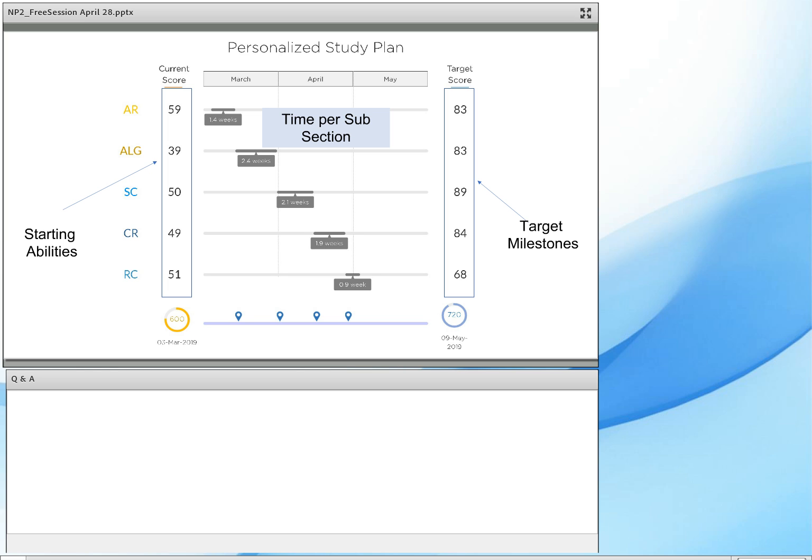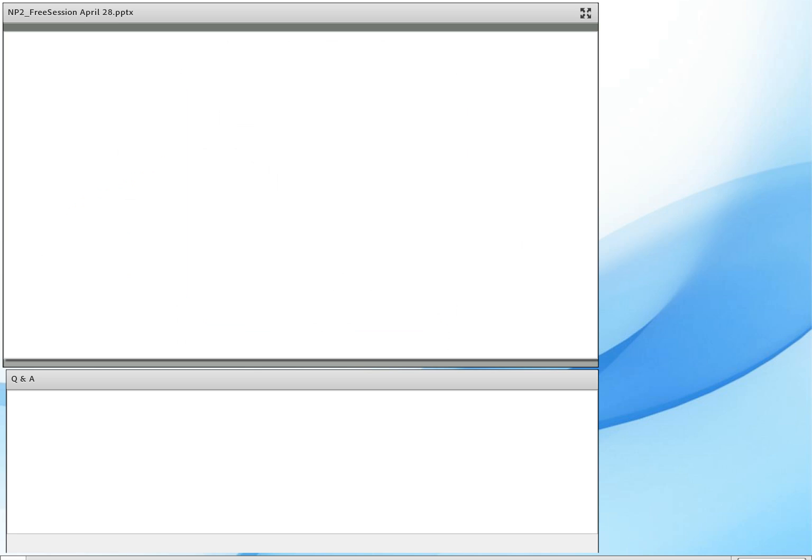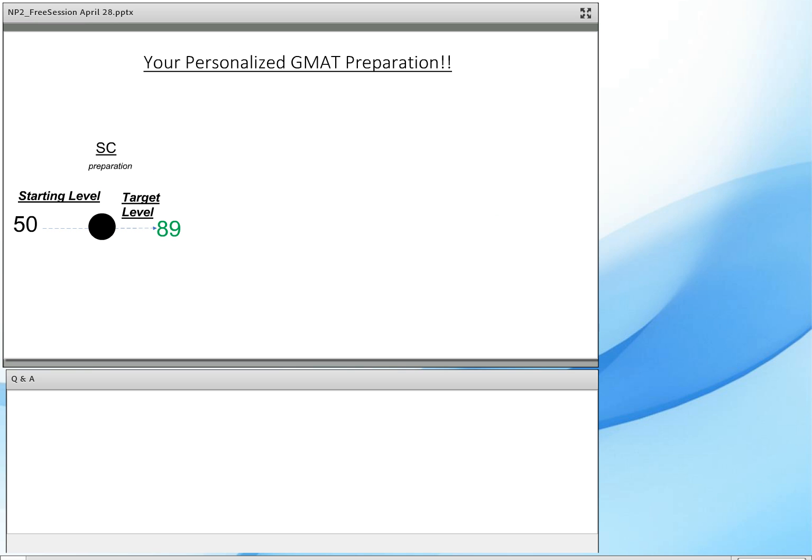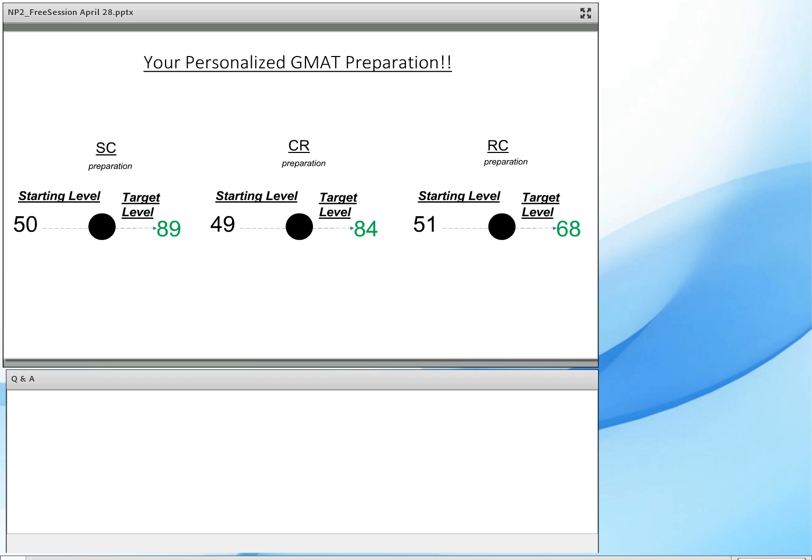Spend more time on algebra because your starting ability is lower in algebra, and so on and so forth. And again, you can see at the bottom where the study plan was created on 3rd of March and it ends on 9th of May. So you have this entire vision of your GMAT preparation. And when you have that, your personalized GMAT preparation is not just in verbal or quant, but it's in SC or RC, and you have these milestones defined.